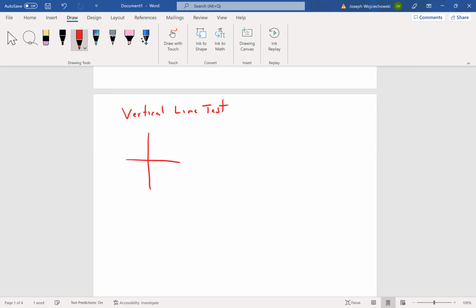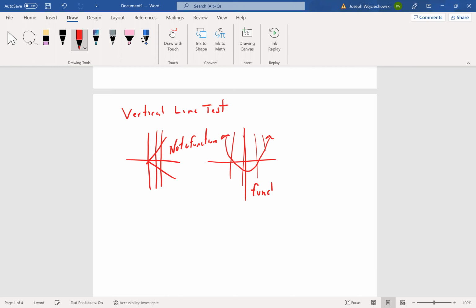So let's look at some examples here. What if I have something like this? Well, I do my vertical line test, draw a vertical line. Can I draw a vertical line that passes through more than one place? I can, so not a function. Okay, let's look at another one. How about this here? Can I draw a vertical line? No, I can't. So this is a function.